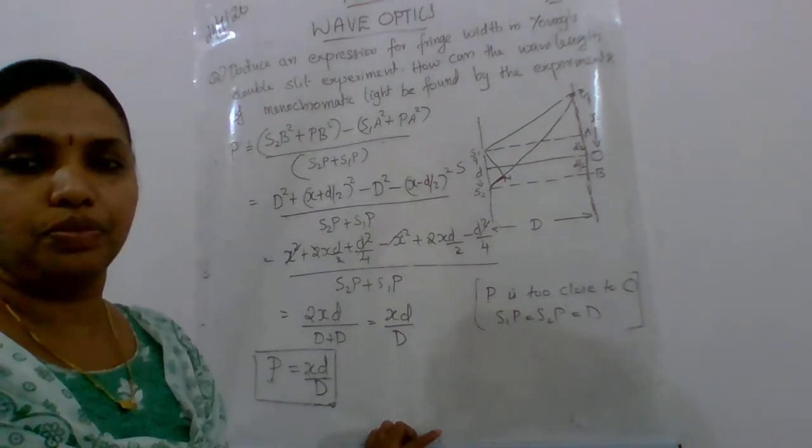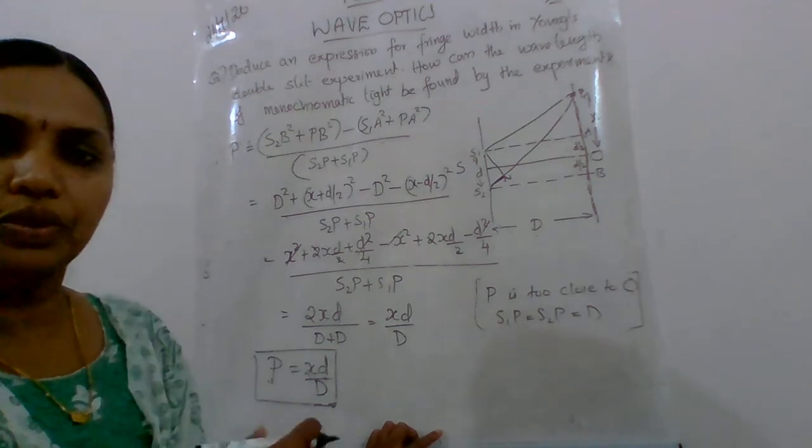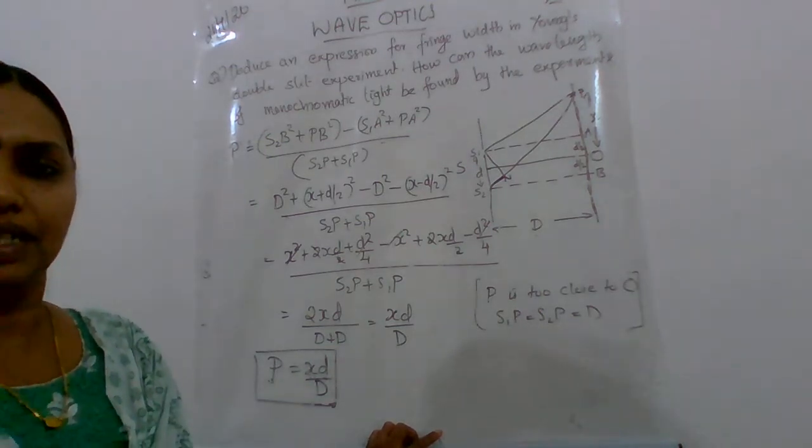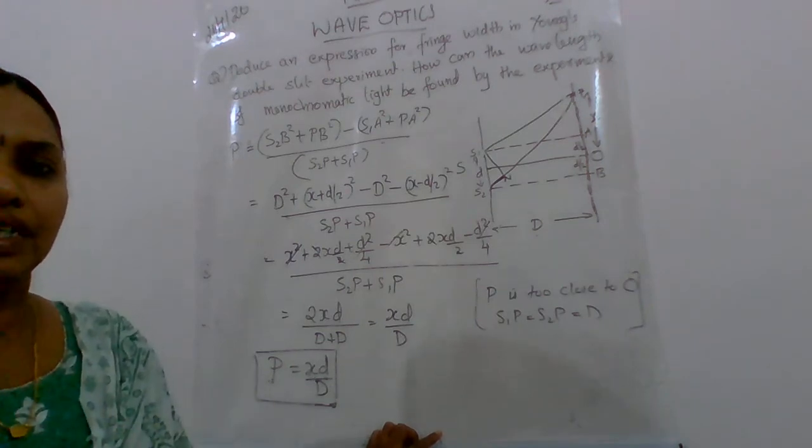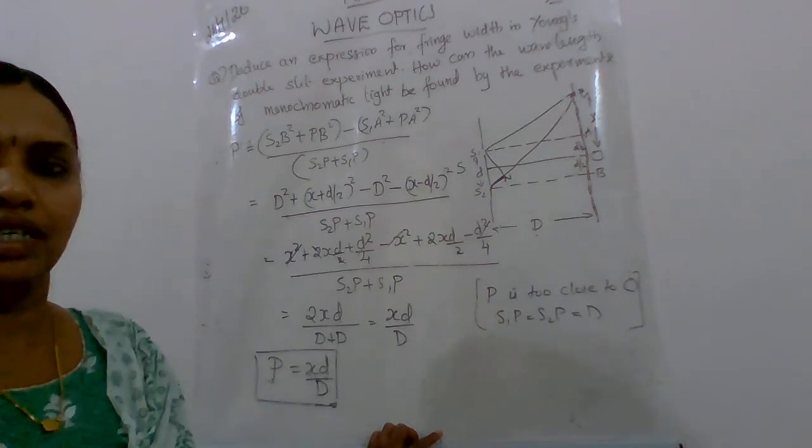So that is the expression for the path difference between the two waves from the slits S1 and S2. Now we have to equate it with the general condition, that is the condition for constructive and destructive interference. Isn't it?